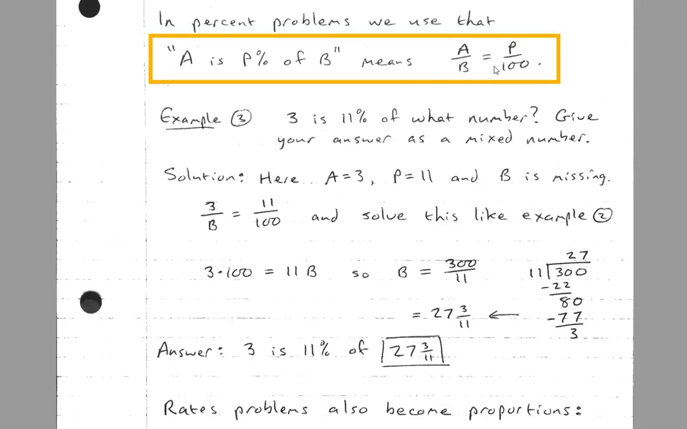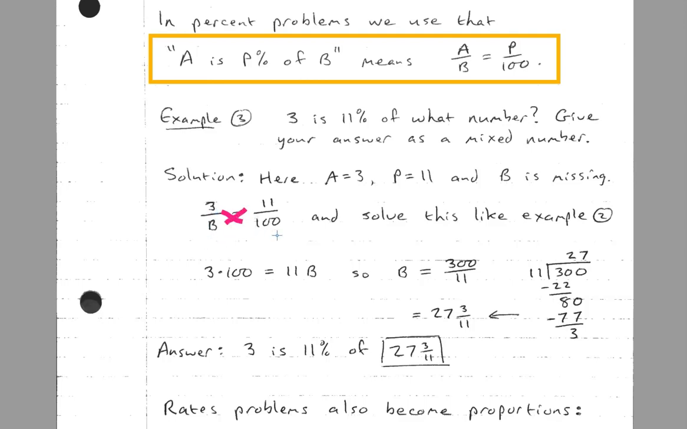Okay, so our formula says we're dealing with this proportion, so 3 over B equals 11 over 100. And now we can solve this just like last time. Step A, look to simplify the fraction. Yeah, this one doesn't simplify. Step B, set the cross products equal.